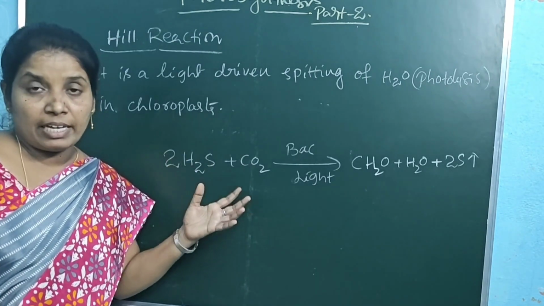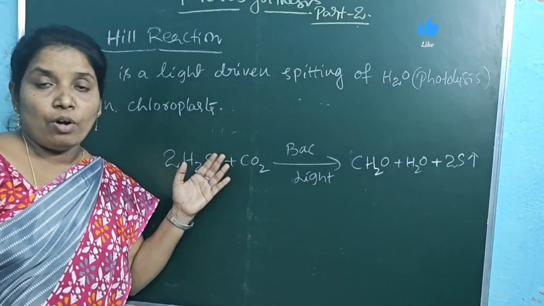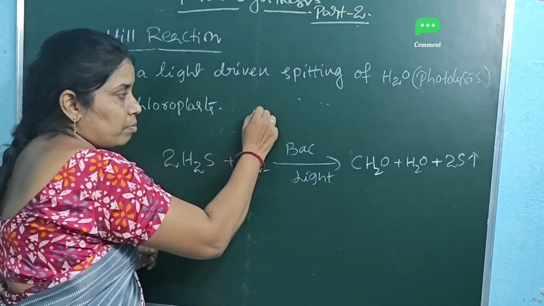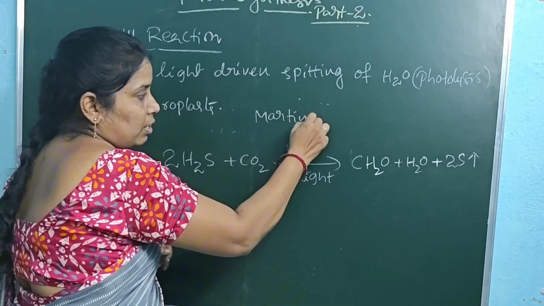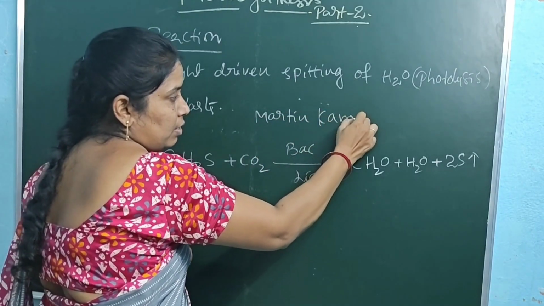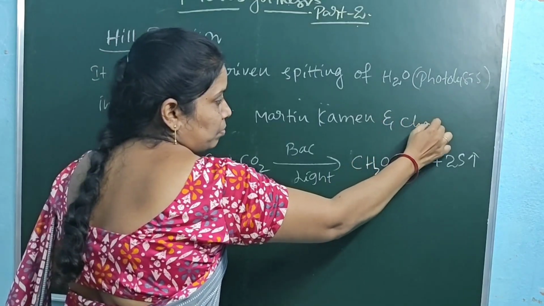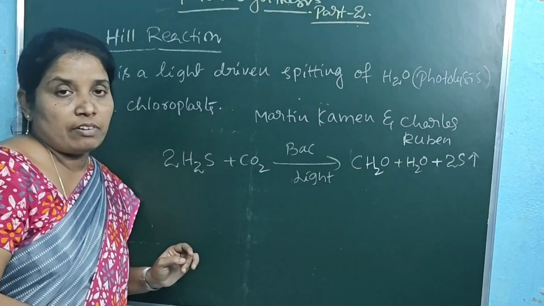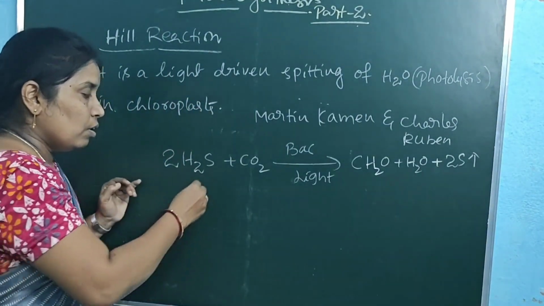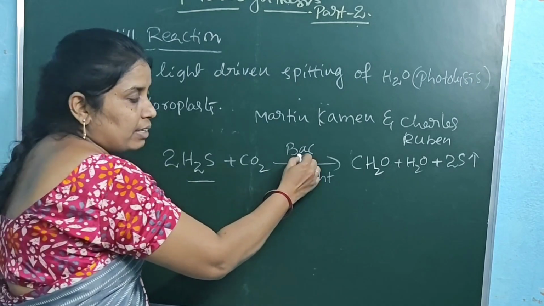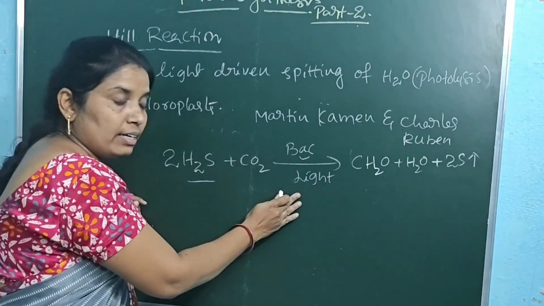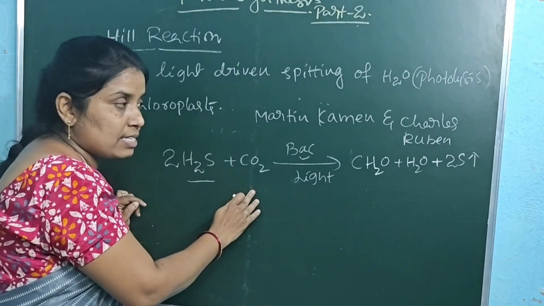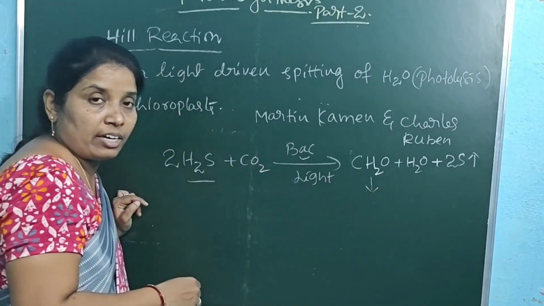The same thing, the evolution of oxygen from water, is reported by two scientists, Martin Kamen and Samuel Ruben. They worked on sulfur bacteria. When the bacterial cells were exposed to the light in presence of H2S, hydrogen sulfide, they took carbon dioxide and fixed it into a carbohydrate form.